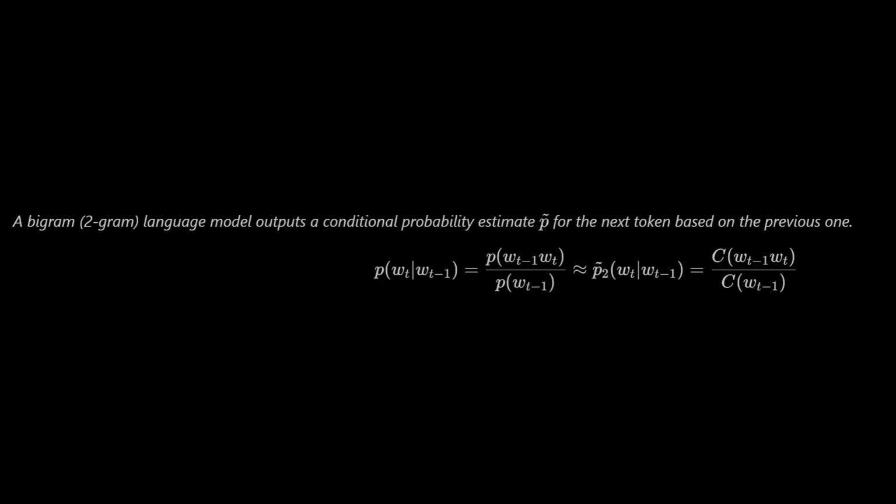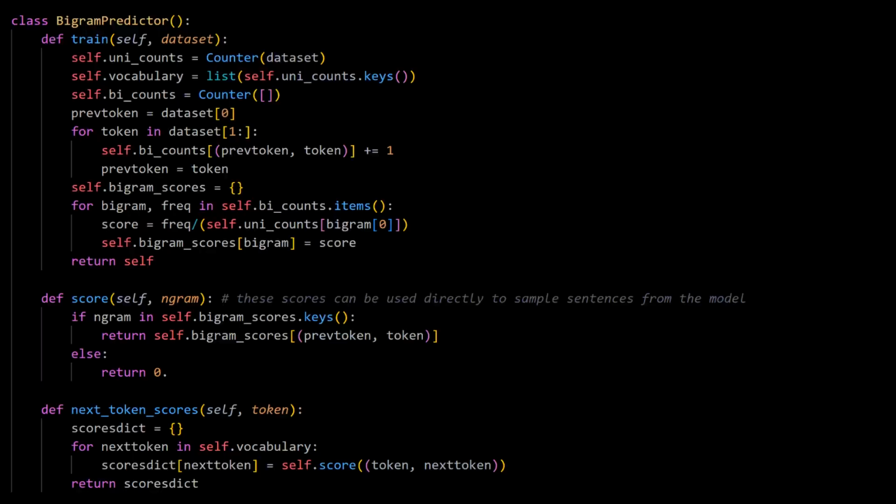The next model we build will try to leverage that context. Part 3, Bigram Models. A bigram model estimates the conditional probability of the next token based on the previous one, using a combination of Bayes' theorem and maximum likelihood estimation. If you care to read the code, just pause.